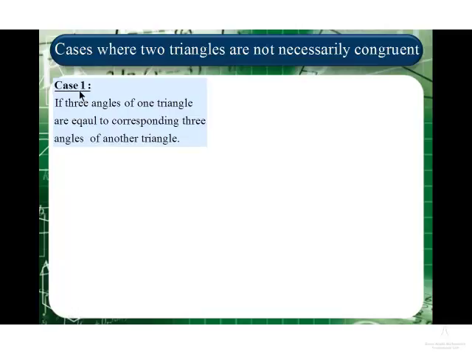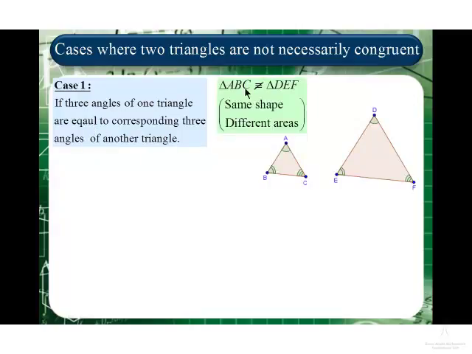You may well ask the question, when will two triangles not necessarily be congruent? There are in particular two such cases which we will now discuss. In the first case, if we have that the three angles of one triangle are equal to the corresponding three angles of another triangle, then these triangles are not necessarily congruent. They will definitely have the same shape, but they may have different areas. So that actually rules out the possibility of these two triangles being congruent if they have different areas.